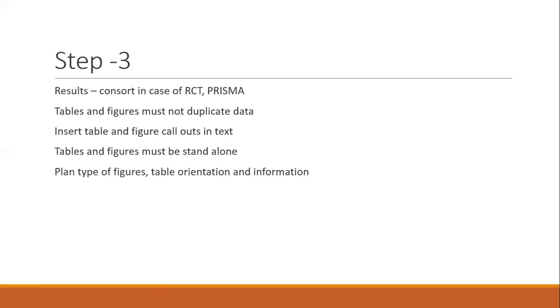Which means when a reviewer looks at a table, they must understand exactly what the table conveys without having to go back to the text. As also figures. So the legend must be clear. The legend must be descriptive. Any abbreviations must be written down as a note. Everything must be understood. When you look at a table or a figure, you must be able to understand.